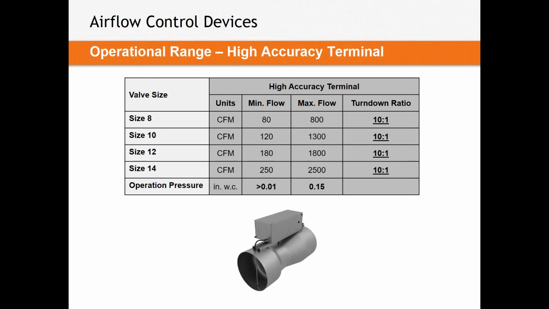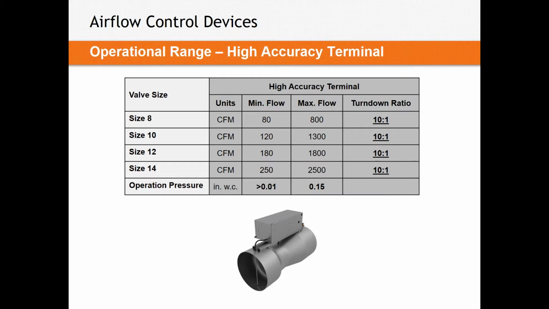Now remember that, because when we look at high accuracy terminals, again, any closed loop type of valve will be measured the same way. So if you look at the high accuracy terminal we have on the screen here, if you look at, again, that size 8 box, the maximum flow is 800 CFM. But the minimum pressure drop required is 0.15 inches.